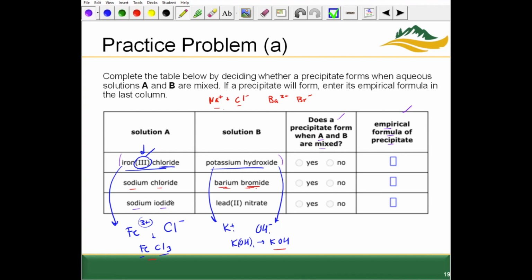What about sodium and iodine? Here, this is Na+ and I-. Right, this is an alkali metal, this is a halogen.